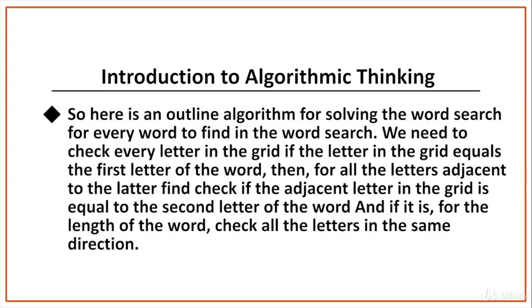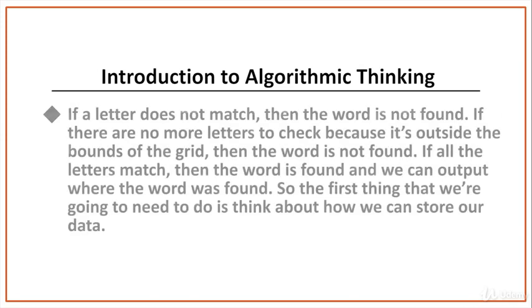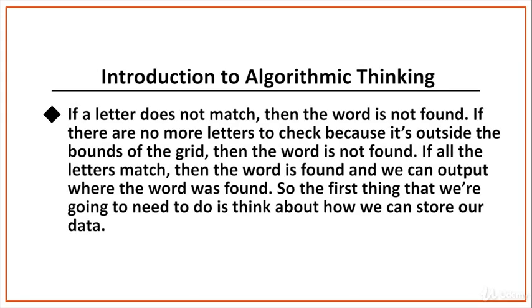So here's an outline algorithm for solving the word search. For every word to find in the word search, we need to check every letter in the grid. If the letter in the grid equals the first letter of the word, then for all the letters adjacent to the letter, check if the adjacent letter in the grid is equal to the second letter of the word. And if it is, for the length of the word, check all the letters in the same direction. If a letter does not match, then the word is not found. If there are no more letters to check because it's outside the bounds of the grid, then the word is not found. If all the letters match, then the word is found and we can output where the word was found.